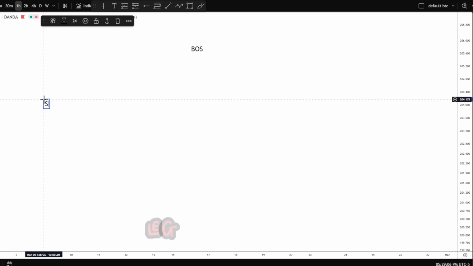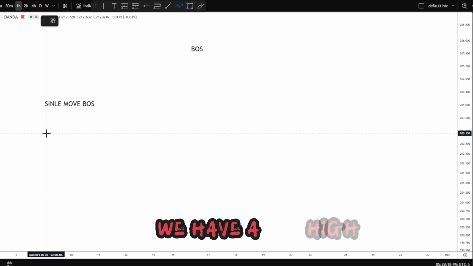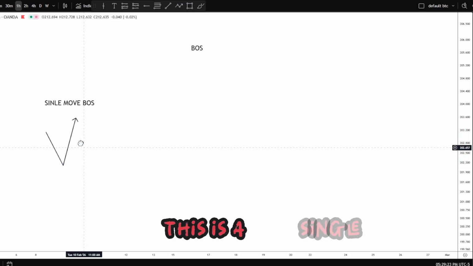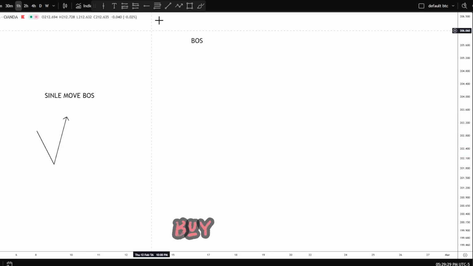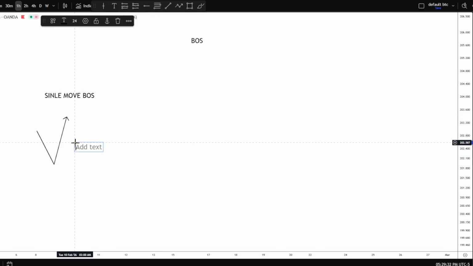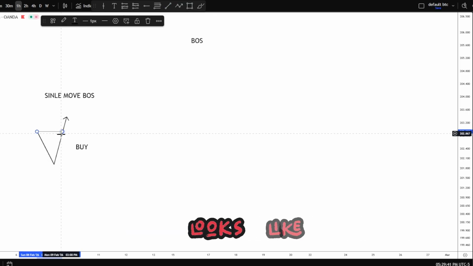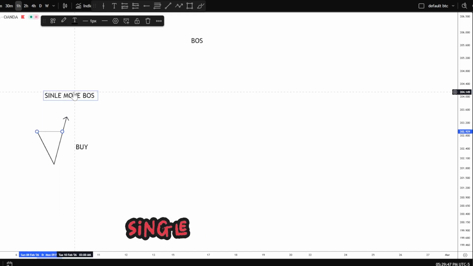We have the single leg break of structure, the single move BOS. This is how the single move BOS looks. We have a high, we have a low, and the market violates the high. This is a single move break of structure in a buying scenario. So this is a buy break of structure. In a buying scenario, it's just the market taking out the previous high. So this is a single move break of structure.